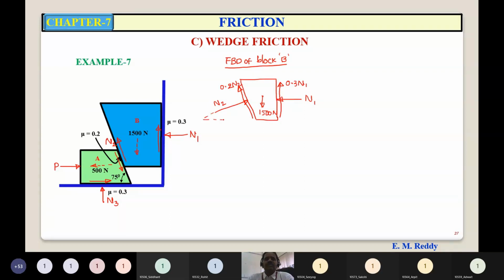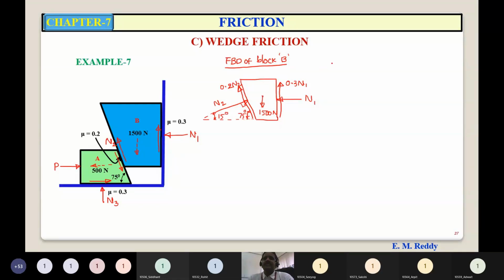What are the directions of these normal reactions N2 with horizontal? It is given 75. Slope of this plane is 90. So this will be 15. So N2 is making an angle 15 degrees with horizontal, whereas 0.2 N2 is making an angle 75 with horizontal.